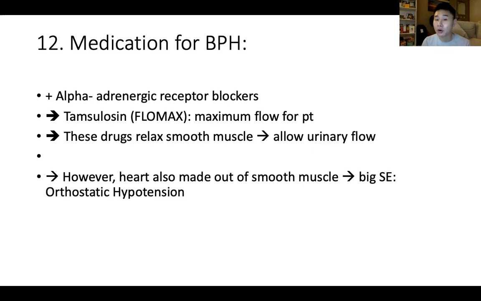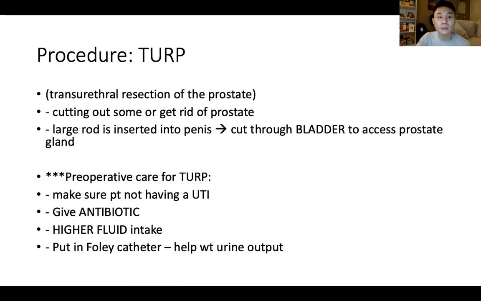However, the heart is also made of smooth muscle. So therefore, one of the biggest side effects of tamsulosin is that it causes orthostatic hypotension. Orthostatic hypotension is when the patient gets up from a lying position to a sitting or standing position too quickly, they can get very dizzy and unbalanced, and low blood pressure for sure. So we give the medication.